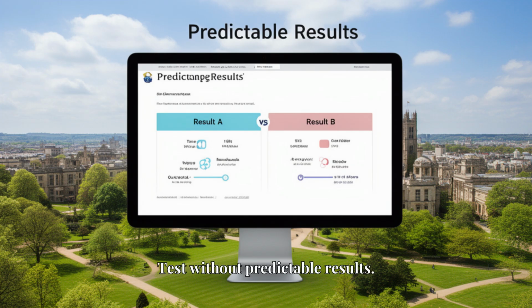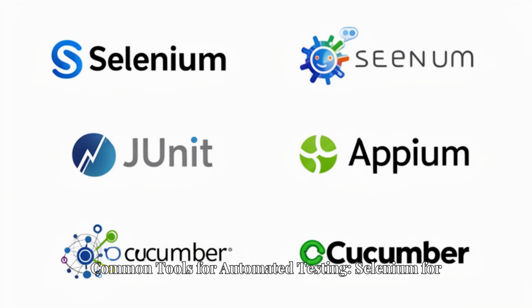5. Test without predictable results. Predictable because a machine must have predictable results and obtained results in order to be able to compare them. Common tools for automated testing: Selenium for web apps, JUnit and TestNG for Java, Appium for mobile apps on iOS and Android, and Cucumber for Gherkin natural language.